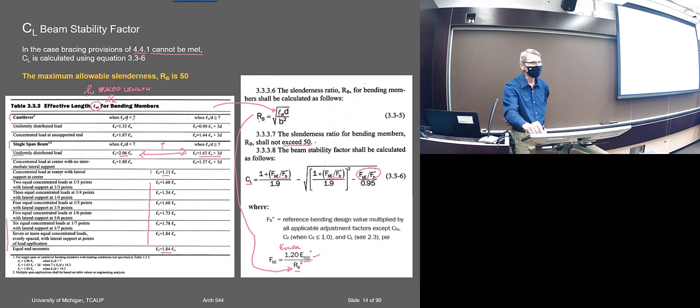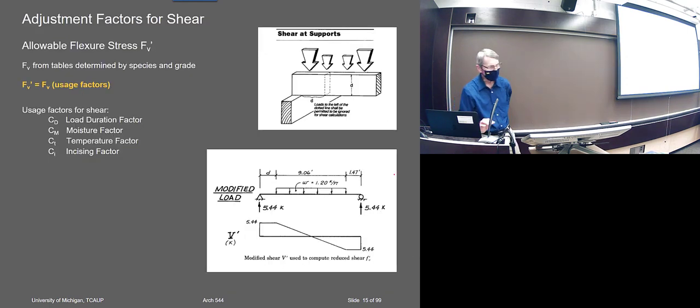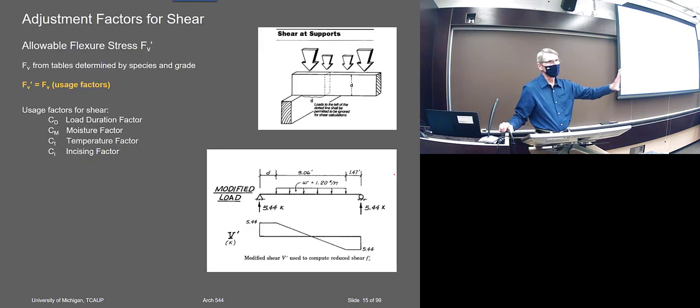There's a similar equation in the steel manual, isn't there? I forget what the name of that is. Somebody figured that out. Anyway, so that's the CL. All right, so those are all the factors that go into bending.